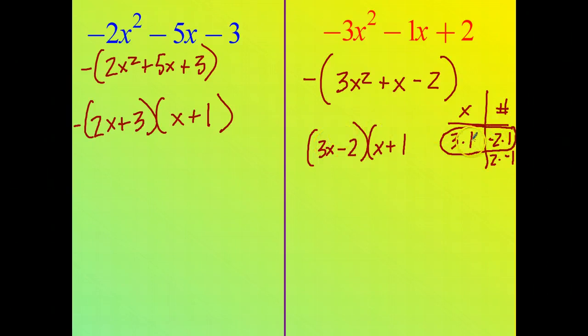The 3 goes here, the 1 goes here. Okay, -2 here, 1 there, and if you multiply it out, I get 3x squared. Whoops, put the negative in front. -2x, positive 3x gives me positive x. -2 times 1, -2. All good.